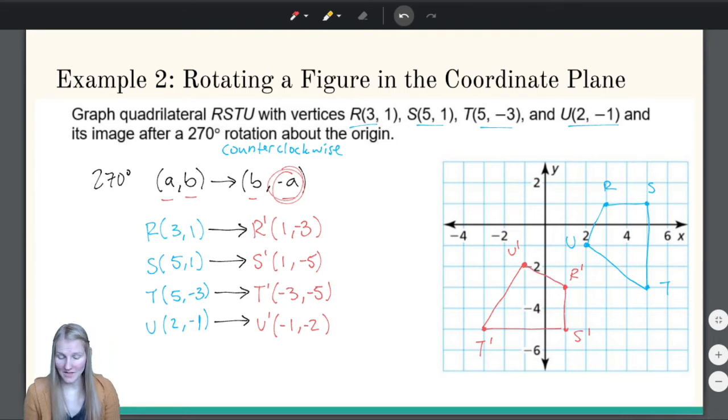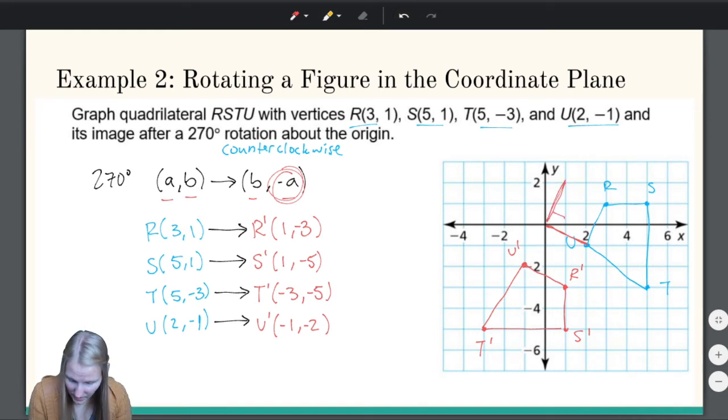Okay, and there we go. Now, think in your mind, if I am rotating 270 degrees, that means I'm going 90, 180, 270. So I'm going 1, 2, 3. I'm doing 90 degrees 3 times. So if I took U and I rotated it 90 degrees, I would be here. Here would be U prime.